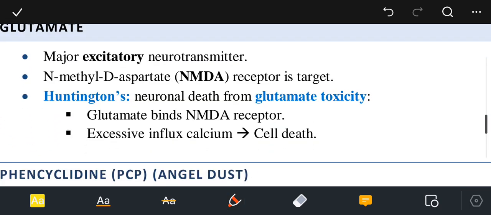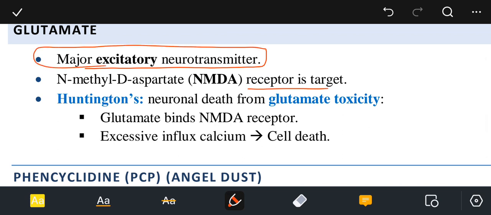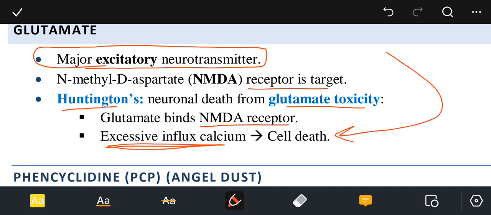The next point is glutamate. Glutamate is a major excitatory neurotransmitter. N-methyl D-aspartate receptor is the target of the glutamate. Huntington's neuronal death is from glutamate toxicity. Glutamate binds the NMDA receptor, and excessive influx of calcium will lead to calcium-mediated cytotoxicity, and there will be cell death. Excessive entry of the calcium into the cell is cytotoxic, and that cytotoxicity is caused by NMDA activation by the glutamate.